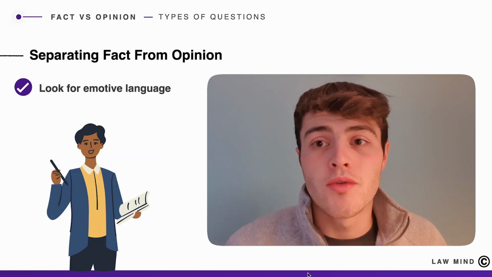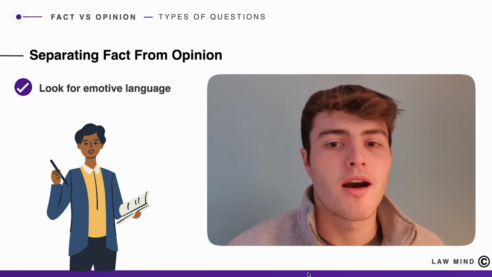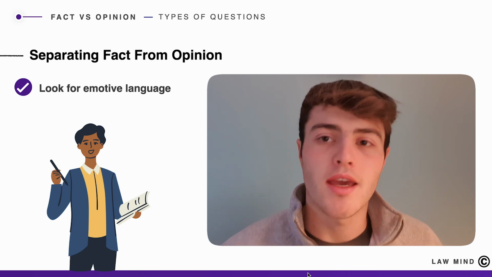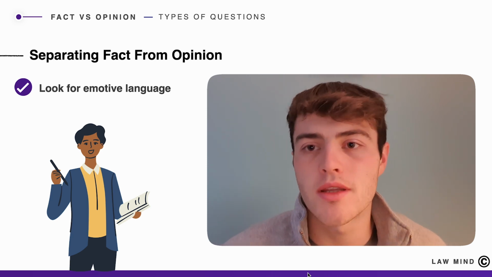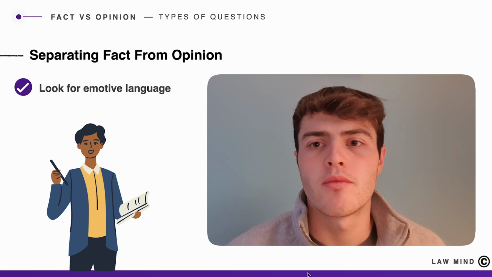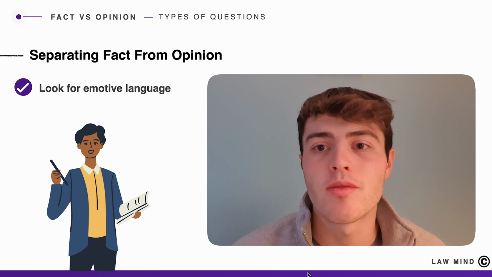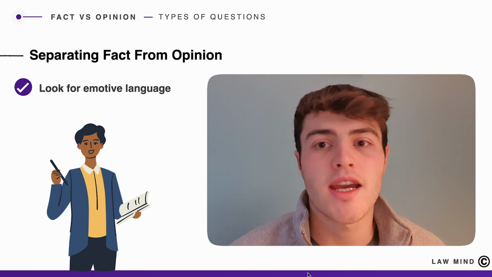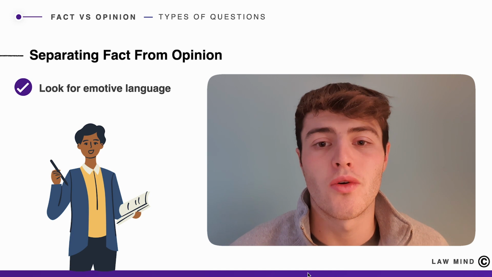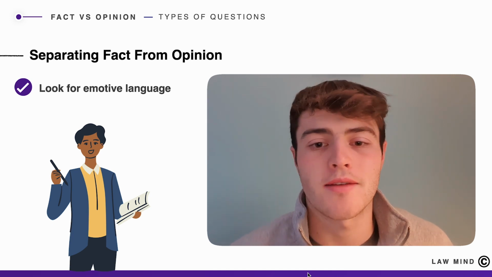The second thing to do on the other side is to look for emotive language. Things like "I think", or "I argue", or "this should be the case", or "this cannot be the case". These are all indicative of opinions, because they show that the author is presenting an argument. They're not trying to present something as objective. Instead, they're saying that something should be the case, or might be the case, or things like that.